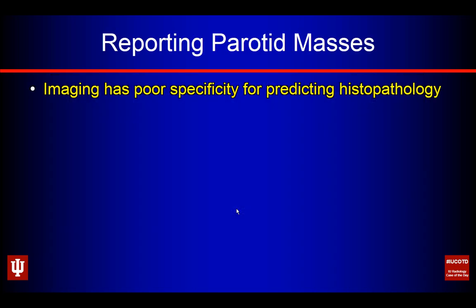So here's how I go about reporting these parotid masses. The critical thing to keep in mind up front, I just said it, I'll say it again, imaging has poor specificity for predicting the final histopathology. That's okay. That's not your job as the radiologist to come up with. That's the pathologist's job. I advocate using sort of a checklist manifesto approach to these. So here's my checklist when dealing with reporting parotid masses.